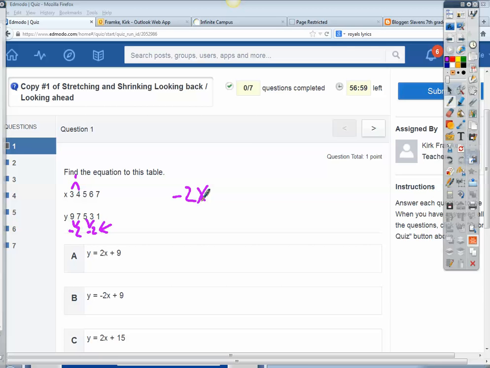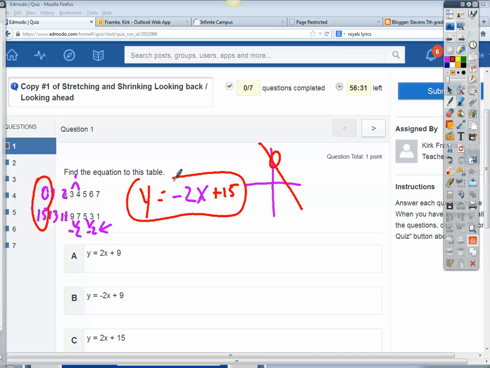Now, if I were to expand this table, this would be 11, this would be 13, and this would be 15, right? And we noticed that when you had a coordinate grid, and in this case it's going down, this number always showed up in the equation. Well, when x is 0, y was 15. That's a positive 15. So here we have it.